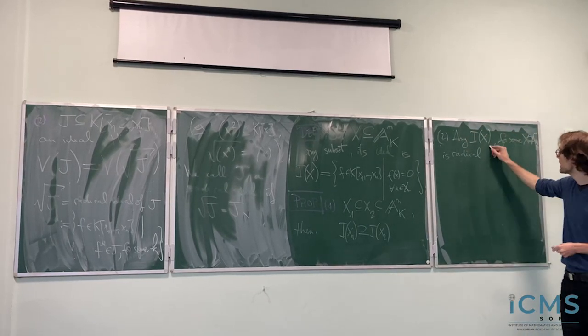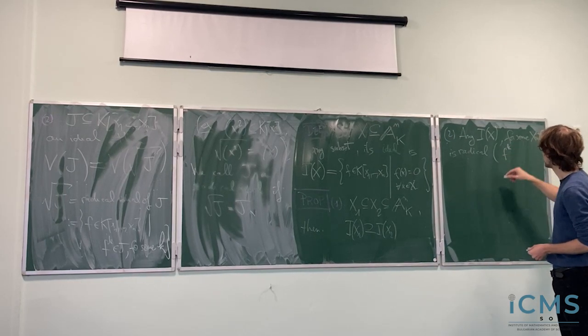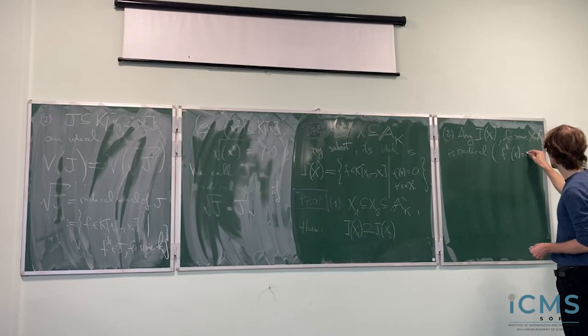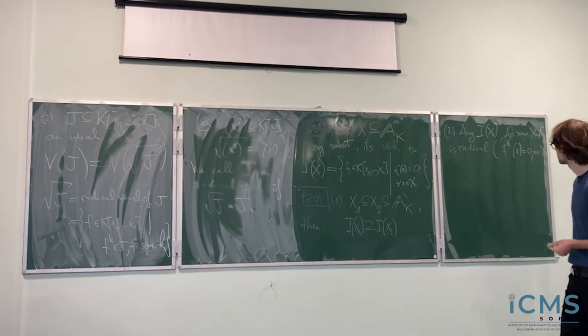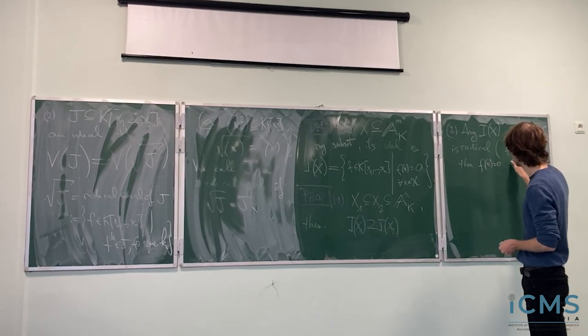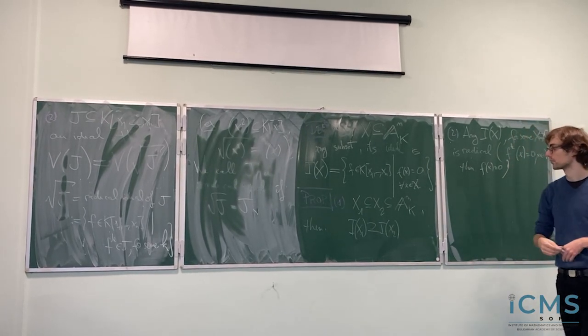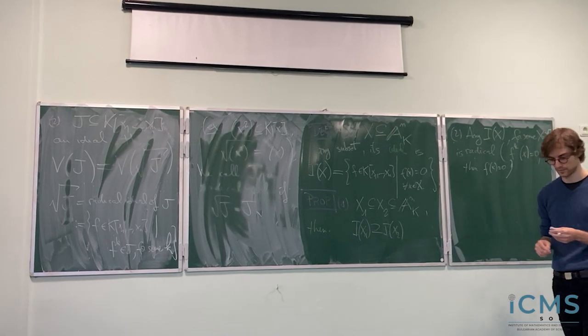Now the main algorithm for this is very easy. If f of k of x is 0 for some x in the subset, then f of x is equal to 0 to begin with. Right? So this gives you the non-trivial inclusion in this setting.